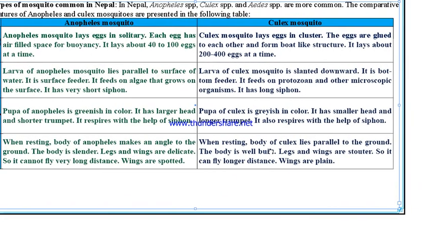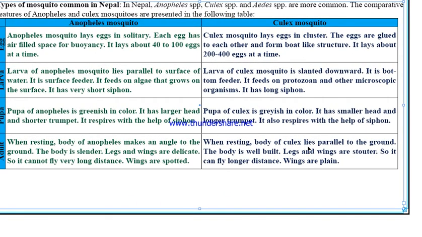And Culex, when resting, body of Culex lies parallel to the ground. The body is well built. Legs and wings are stouter. Stouter means stronger, so it can fly longer distance, and wings are plain.